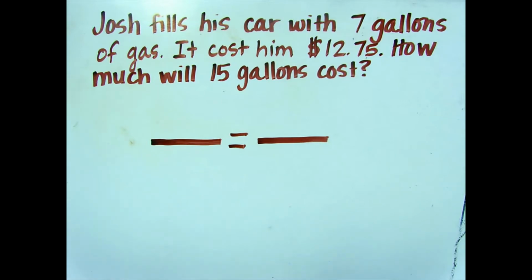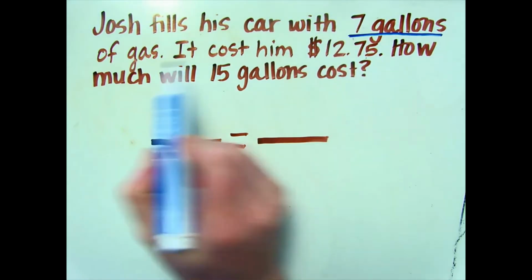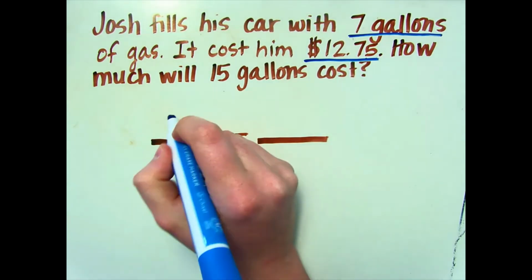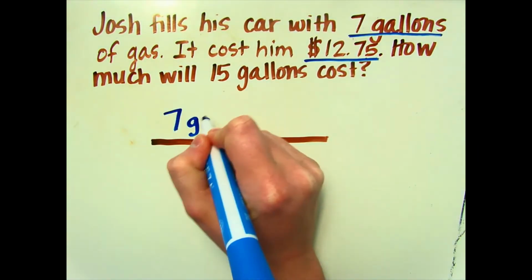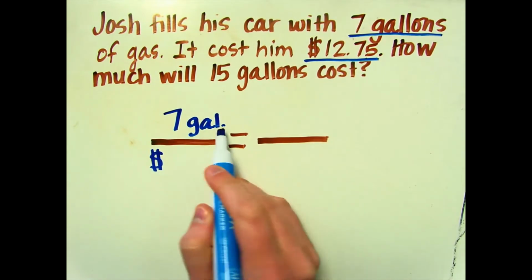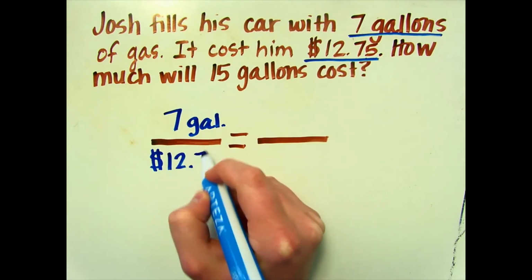Now, if I were to use a proportion for this problem, I'm still going to fill it out almost the same way I would fill out that table. So anytime you see a rate, it'll relate two things to each other. We've got 7 gallons and that costs $12.75. Since those two things go together, that's going to be my first fraction. And notice we are labeling, so I'm writing gallons, I'm writing that dollar sign. You need to make sure you include those units.